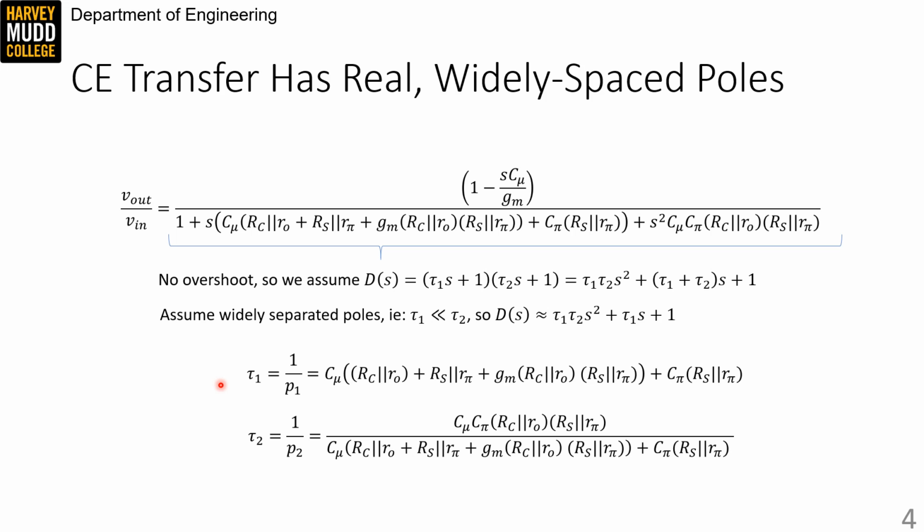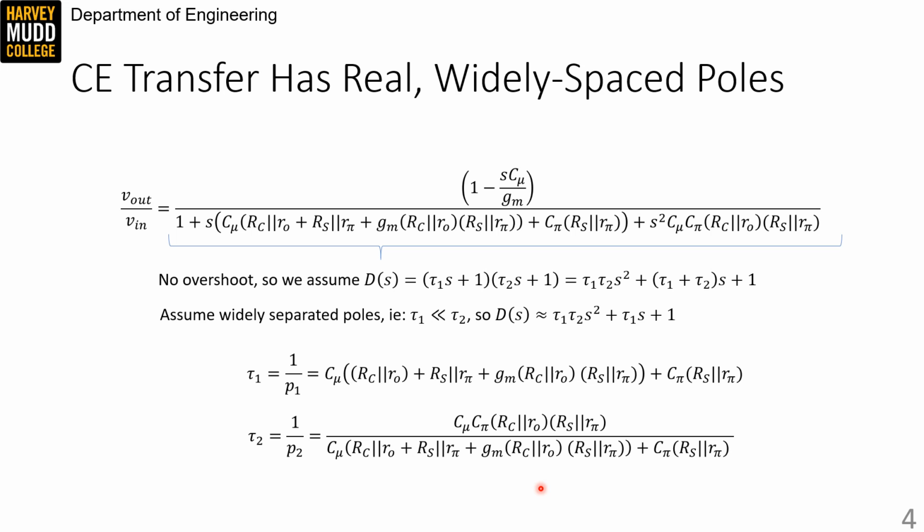We can find our second pole location by taking the ratio of this tau 1 tau 2 coefficient, so everything in front of s squared, against tau 1. We can see that our assumption of wide separation is correct by focusing on this g m R C term in the bottom here. g m times R C is the voltage gain of our amplifier, so we expect this term to be quite big, which means overall tau 2 is going to be determined by a small ratio of normal cap that we've seen before.